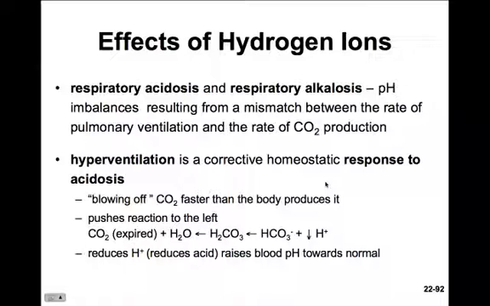Hyperventilation is a corrective homeostatic response to acidosis. If we blow off CO2 faster than the body produces it, we can push the reaction to the left. We're expiring a lot of CO2, and thus we can draw hydrogen ions out of the solution. This reduces the hydrogen ion concentration and thus reduces the acidity and raises the blood pH back towards normal.